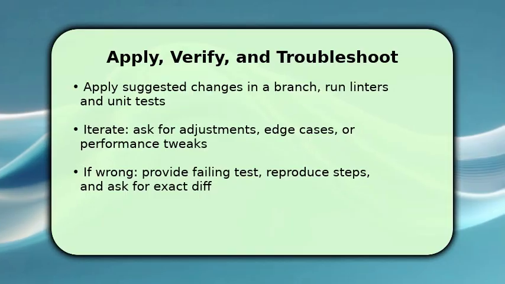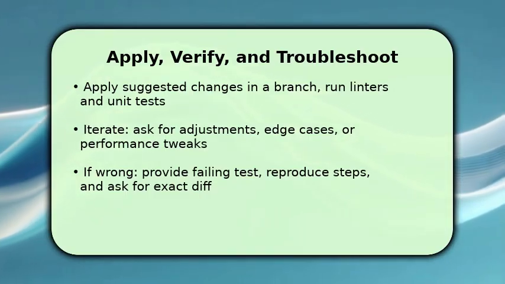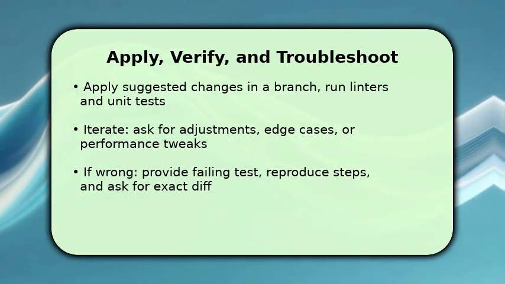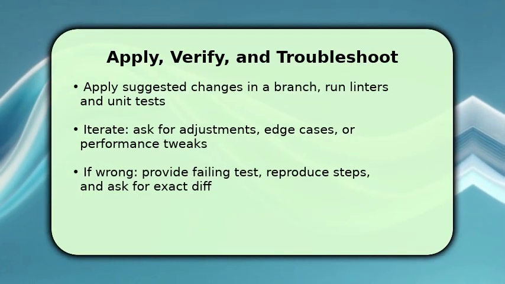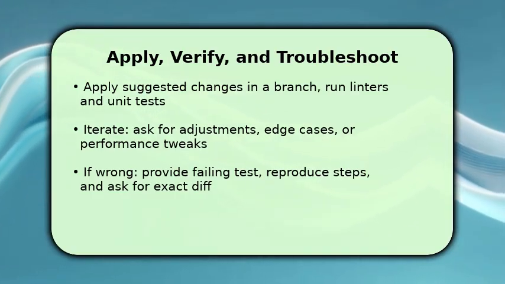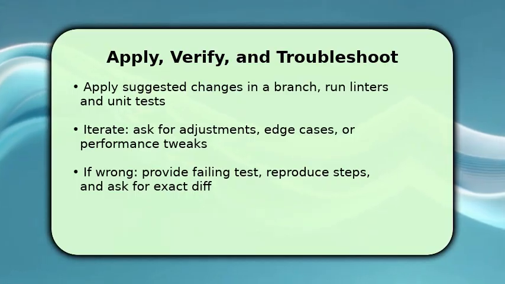You finish by applying suggestions safely. Create a branch, paste or accept the proposed diff, and run linters plus unit tests to verify behavior. If results diverge, iterate, ask Copilot Chat for adjustments, explain failing cases, and request performance or complexity notes.